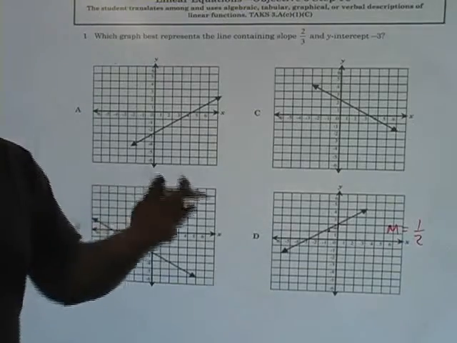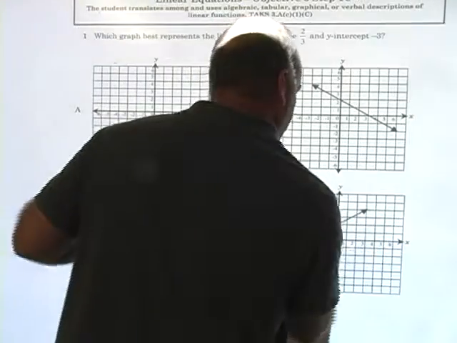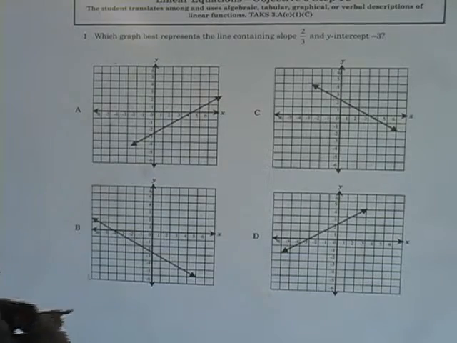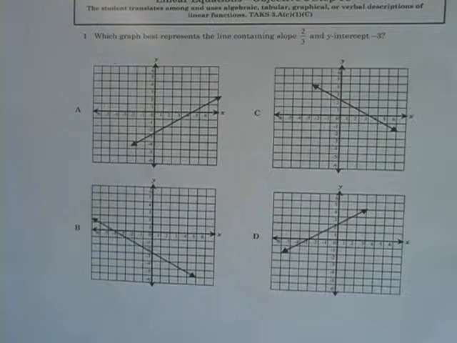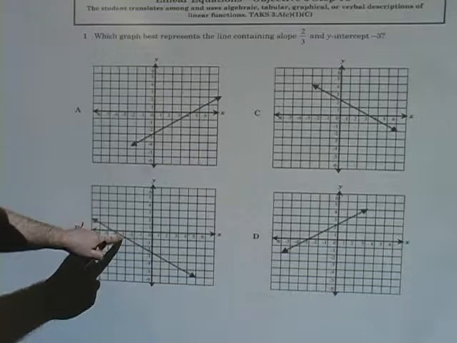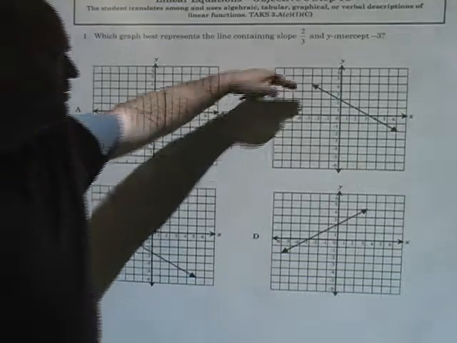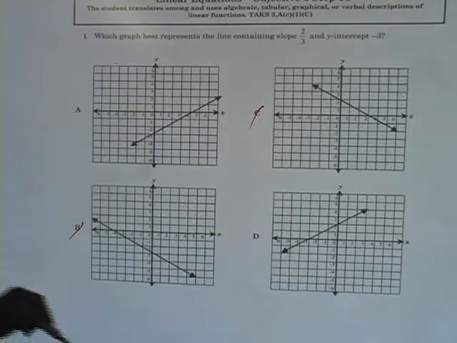So the answer was A on that one. Okay, now they're giving us the slope right here, 2/3, and the y-intercept is -3. Okay, which one has a slope of 2/3? Well, it's positive 2/3, so we know it can't be that because that's a negative slope.